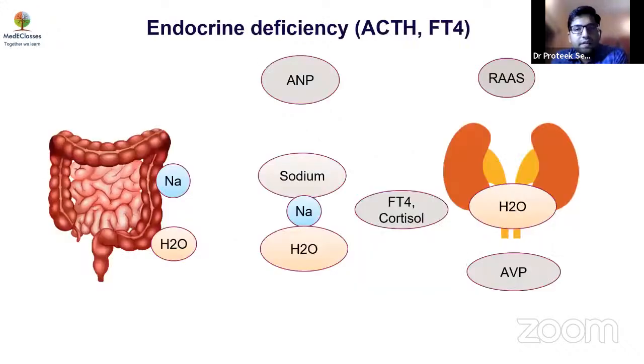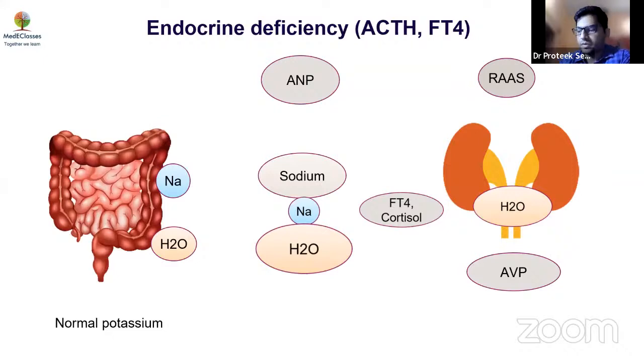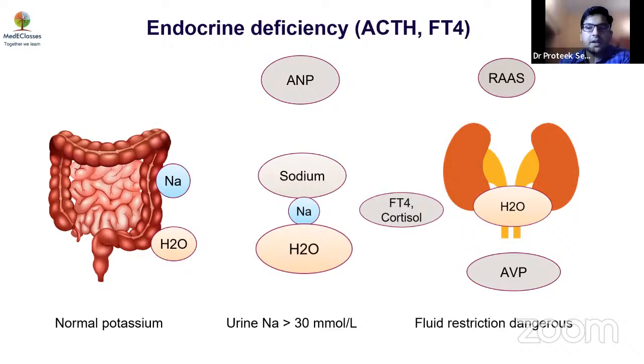Now coming to the endocrine deficiencies, in any case, if you find features of SIADH-like picture, the first thing we should do is to rule out endocrine deficiencies, because the treatment here is not fluid restriction, but to treat the underlying cause. The picture will be very similar to SIADH. There is decrease in free water excretion, but most importantly, ACTH decrease will not cause hyperkalemia because the RAS axis is not touched. FT4 has no connection with potassium, so potassium will be normal. Urinary sodium will be high, and fluid restriction is dangerous in these cases.